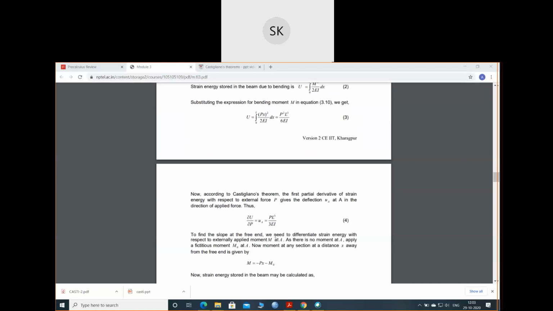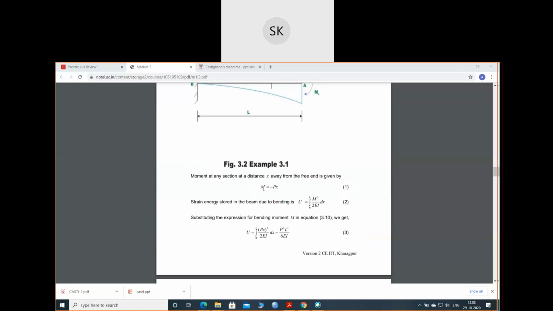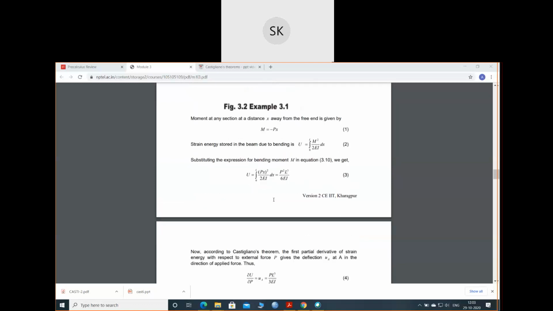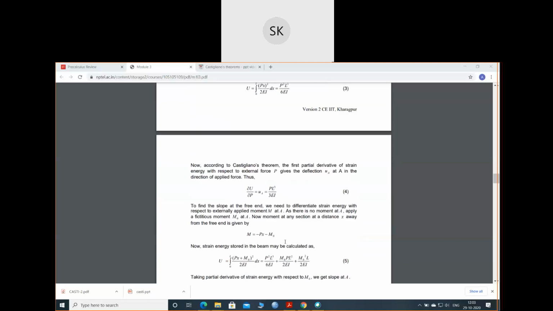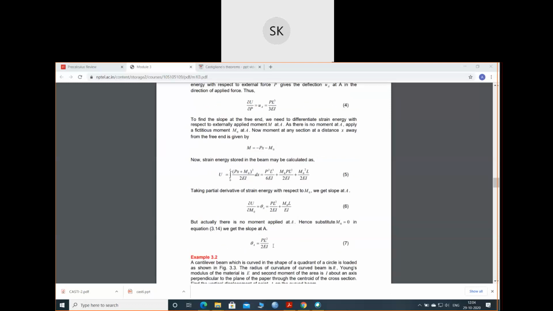Now, the moment at any section at a distance x away from the free end is given by this. Earlier your moment equation was M equals minus Px. Now you have another moment, which is the fictitious moment. So this will be my new moment equation. Now, the strain energy stored in a beam may be calculated as this one. So if I take the partial derivative, I'll get this one. But as there is no actual moment, I will not consider this part. So my slope will be only PL squared by 2EI. Okay.